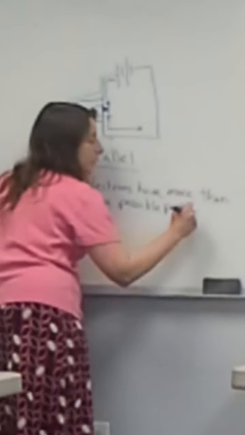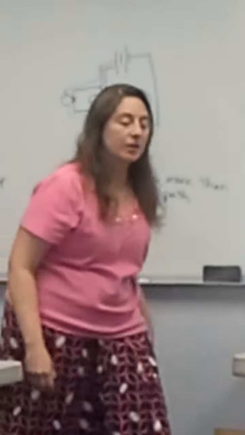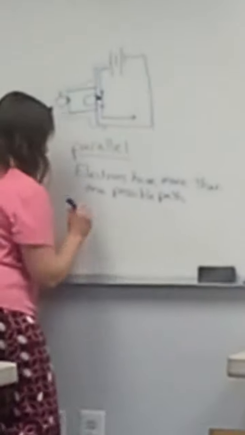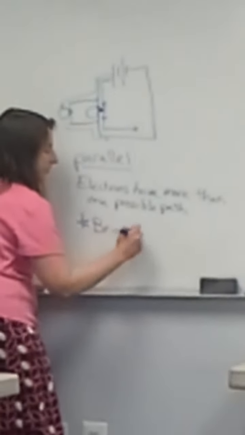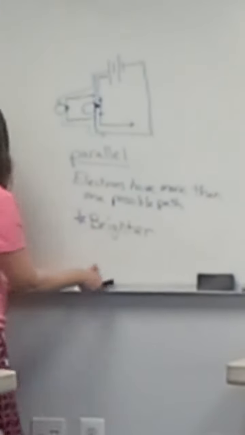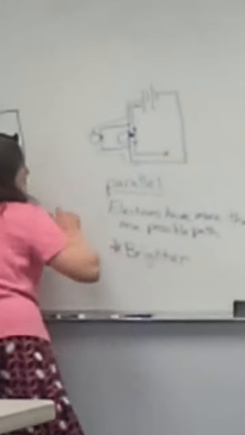Alright, electrons have more than one possible path in a parallel circuit. And you guys noticed that these are brighter with two bulbs than the series circuit. I'll unhook it for a minute just so we don't wear out the batteries. But when there are options for the electrons to travel, it makes the lights brighter. What do you think?